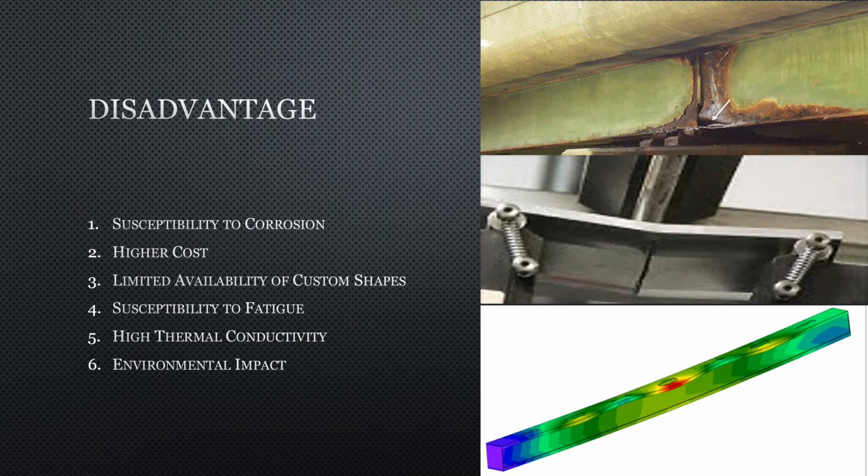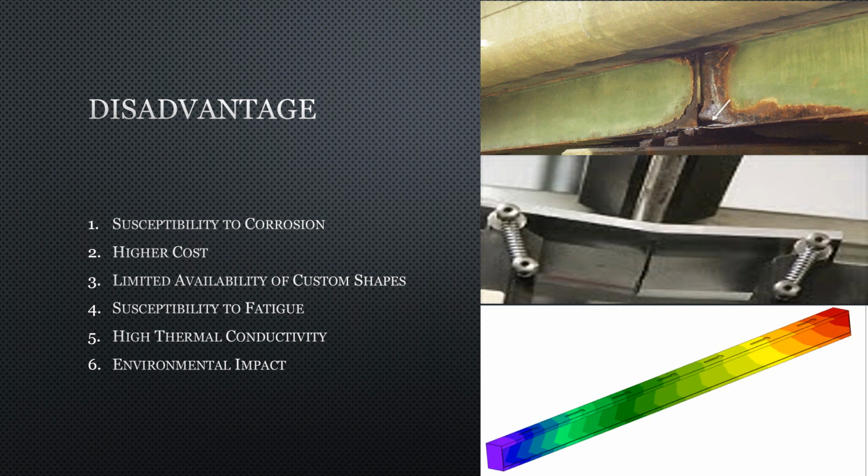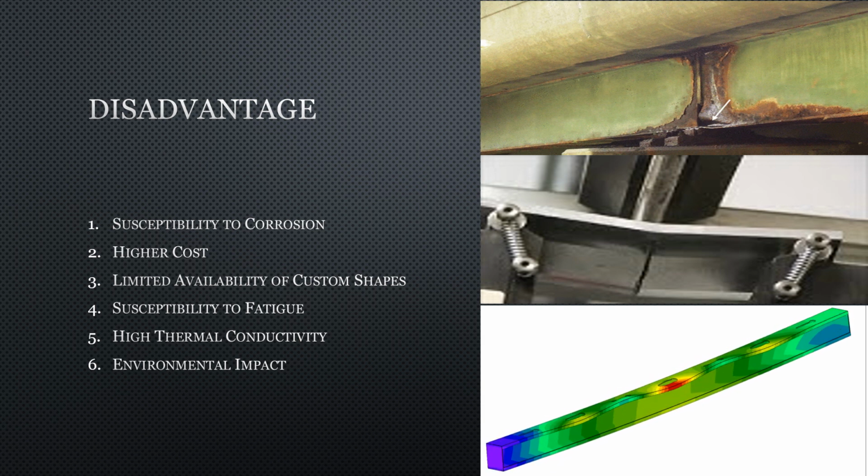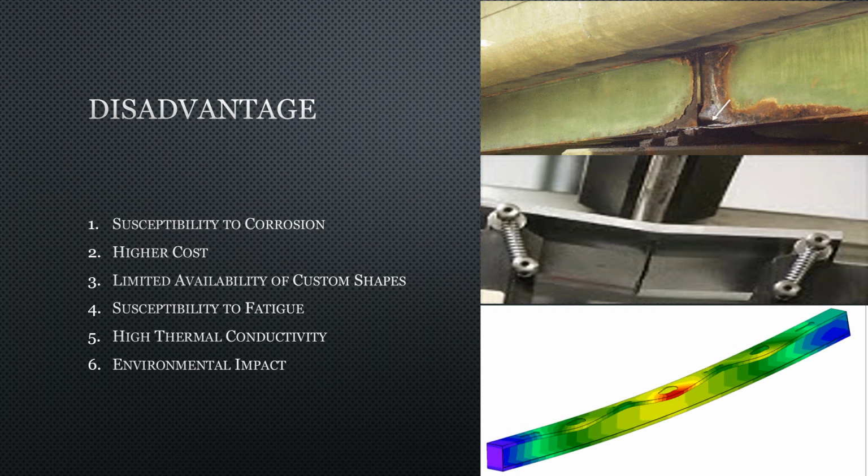Now, the next is higher cost. Rolled steel sections, especially those which are specialized shapes or high grade steel, can be more expensive compared to other construction materials. The next is limited availability of custom shapes. While the rolled steel sections come in a wider range of standard shapes and sizes, availability of custom shapes may be limited.